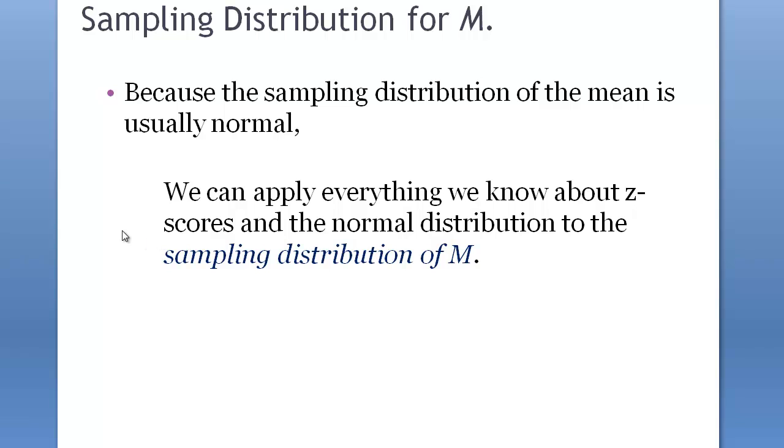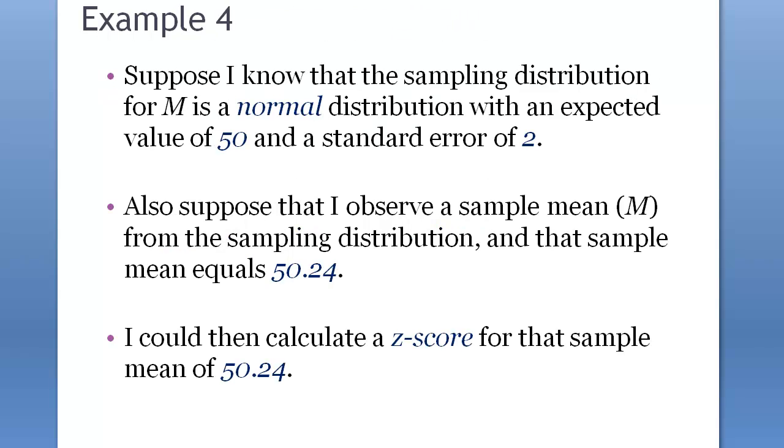Because the sampling distribution of the mean is usually normal, we can apply everything we know about z-scores and the normal distribution to the sampling distribution of M. For example, suppose I know that the sampling distribution for M is normal in distribution with the expected value of 50 and a standard error of 2. Also suppose that I observe a sample mean from the sampling distribution and that sample mean equals 50.24. I could then calculate a z-score for that sample mean of 50.24. What do you mean by that? Okay, let's look at that.